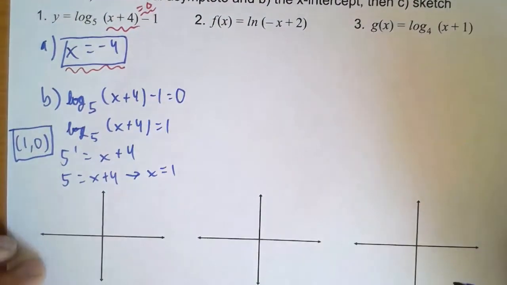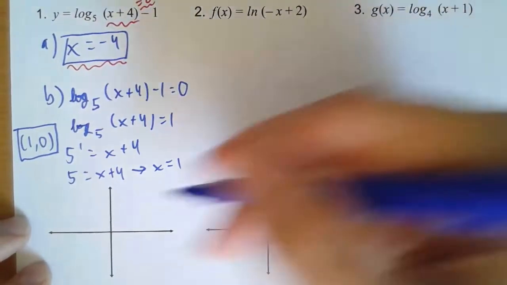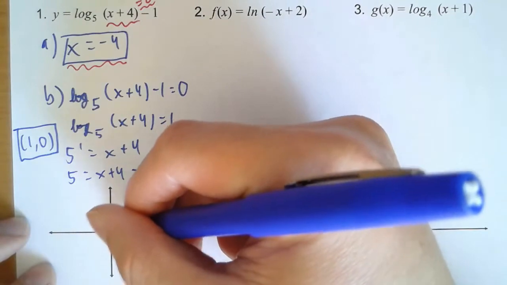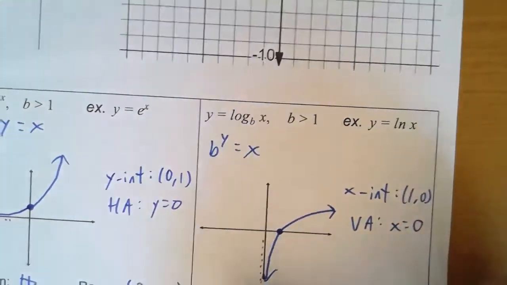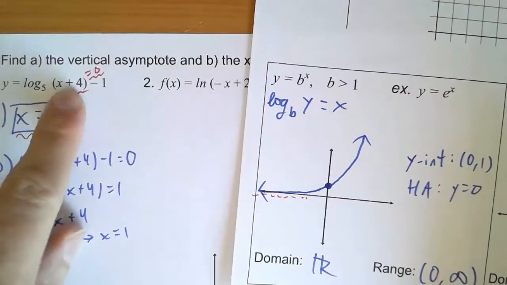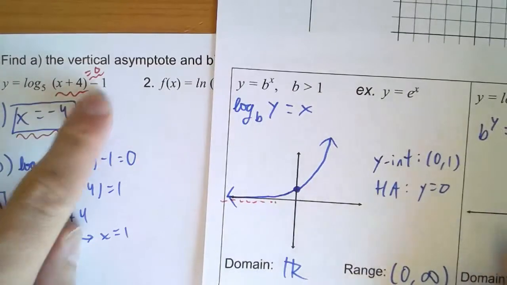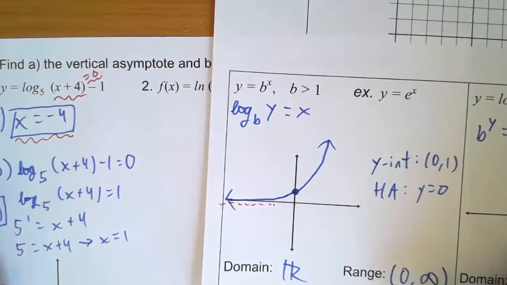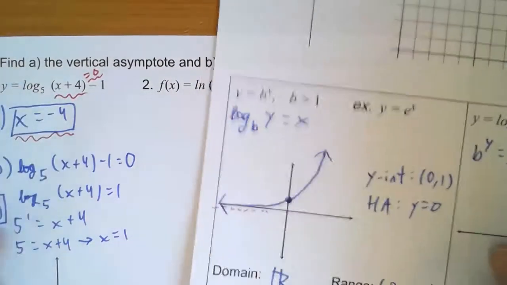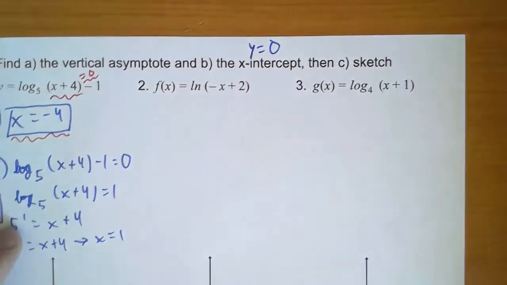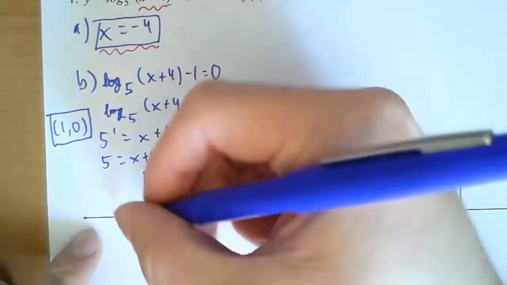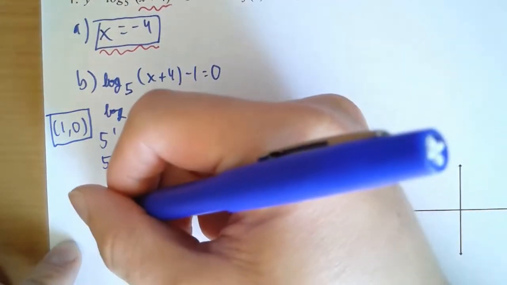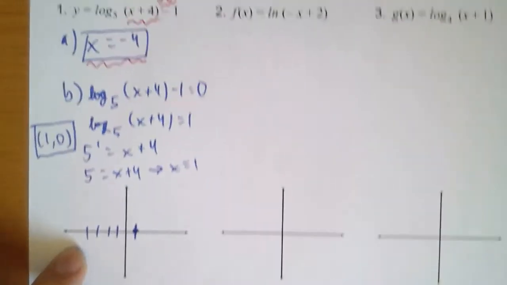Okay. So we can throw all of this on the graph here. So we've got the point 1, 0. Notice it's got the same x-intercept as the base graph, right? We moved this graph left 4 and down 1, but those two combined together to actually make the x-intercept be the same. Kind of interesting, okay? And then our vertical asymptote, 1, 2, 3, 4 over there.